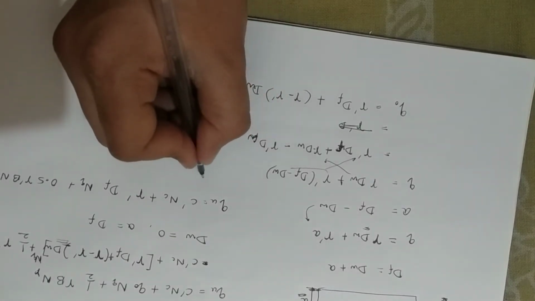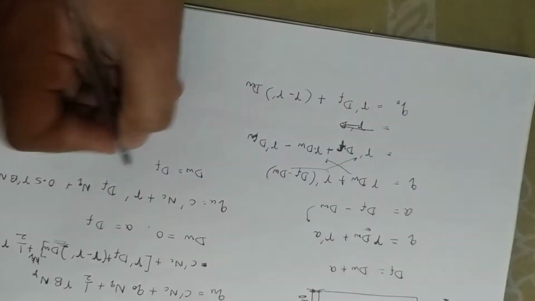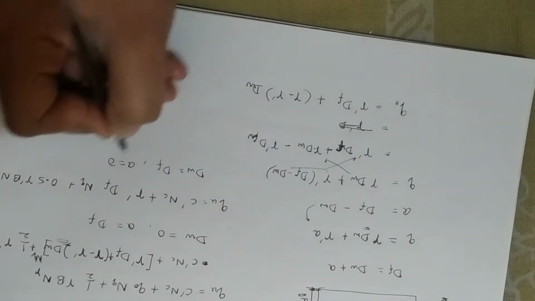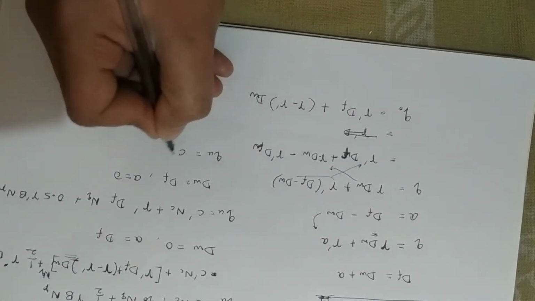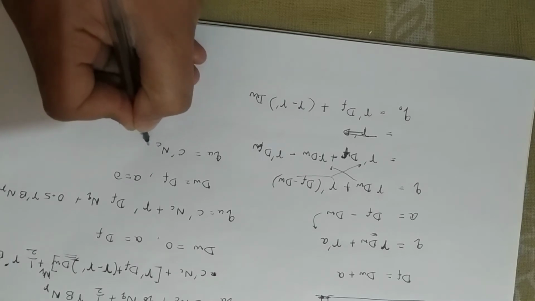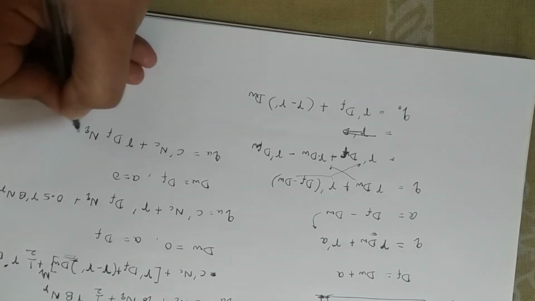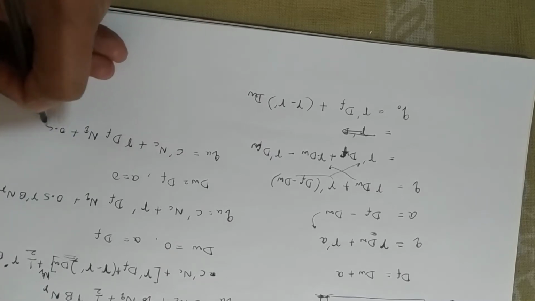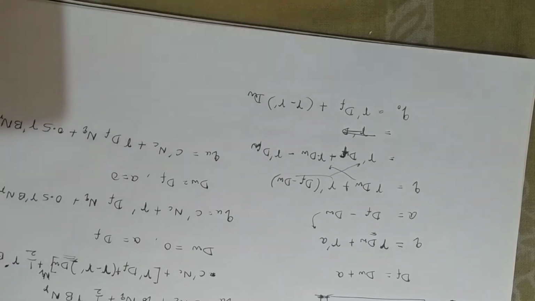So if dw becomes equal to df and A is equal to 0, then Qu is equal to c' Nc plus gamma df Nq plus 0.5 gamma dash B N gamma.